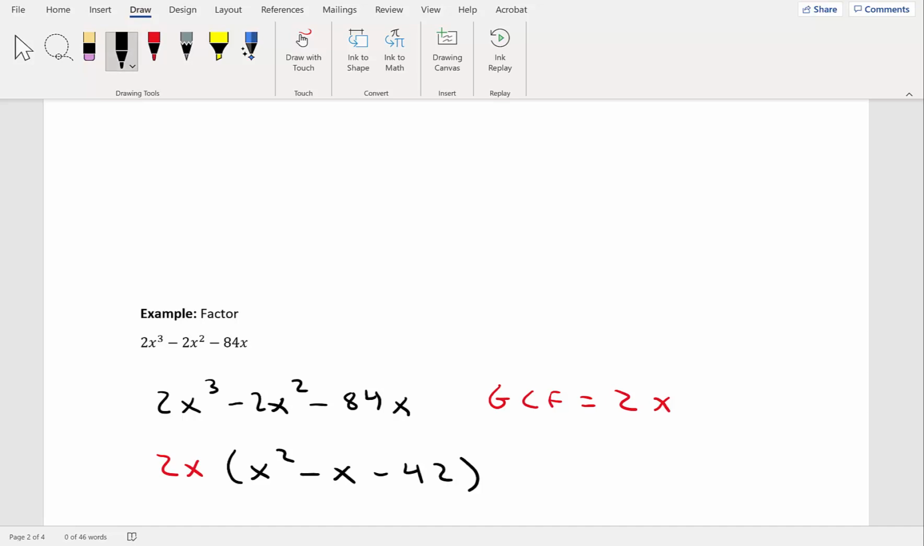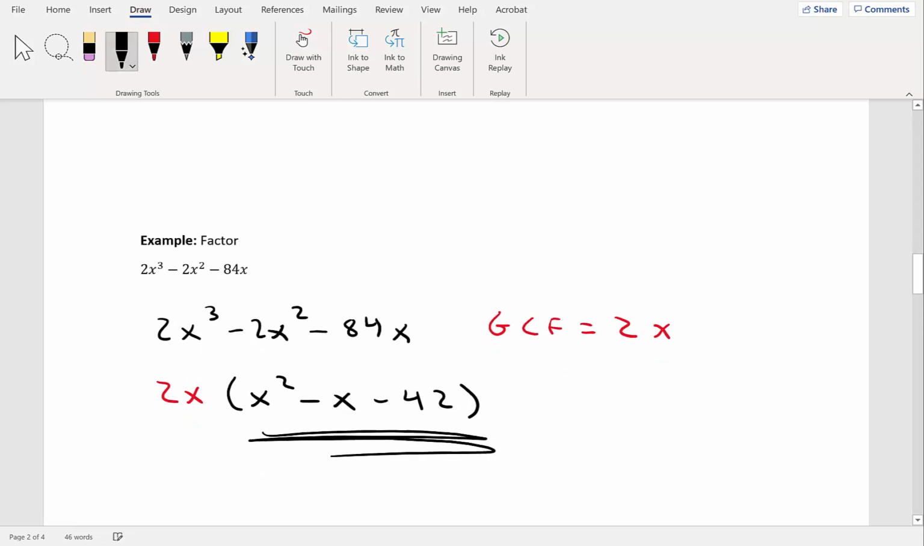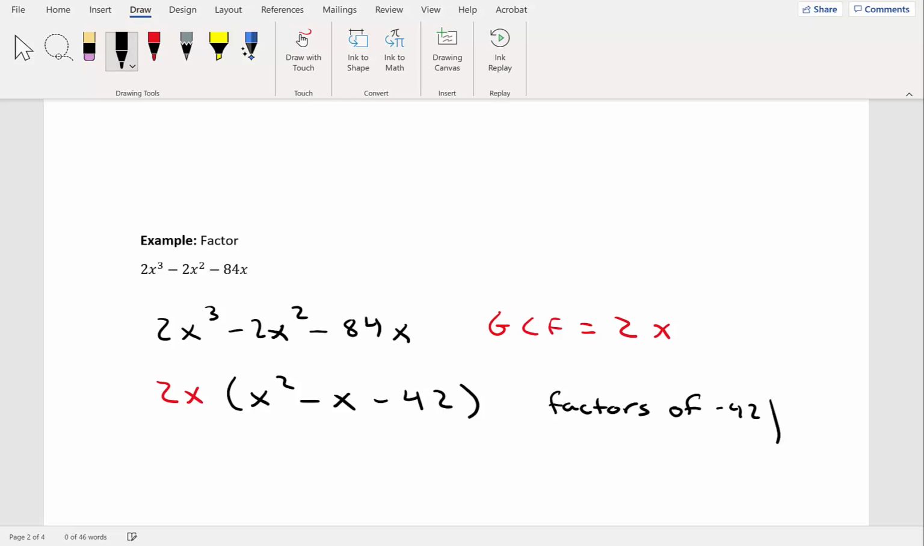And now what we have to do is factor out what's inside the parentheses, because now we have a trinomial in that form. So now we need factors of negative 42, and then the sum has to be equal to negative 1. So I need two numbers that multiply to give me negative 42 and add up to negative 1. Well, I could use, let's say, negative 6 and positive 7.